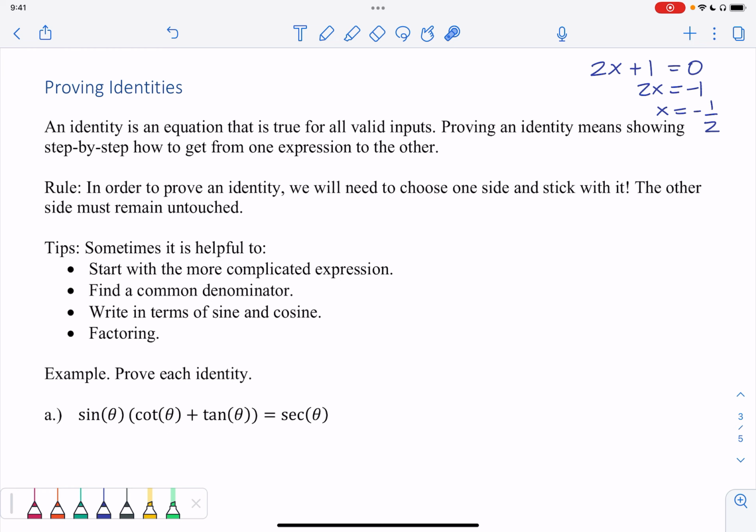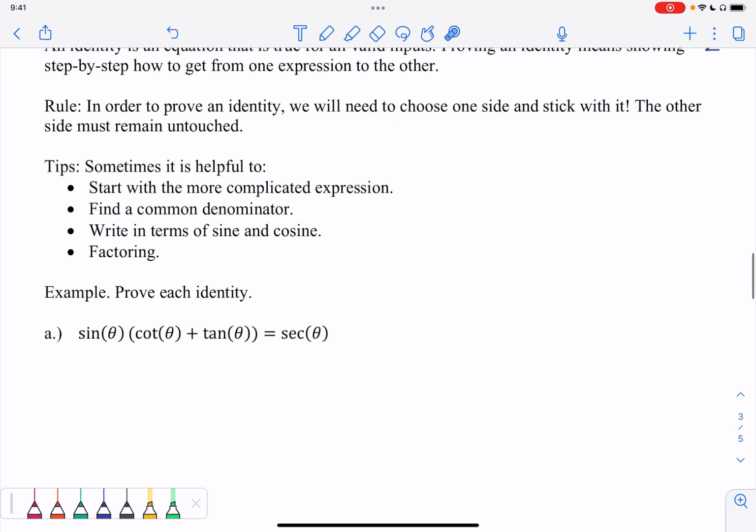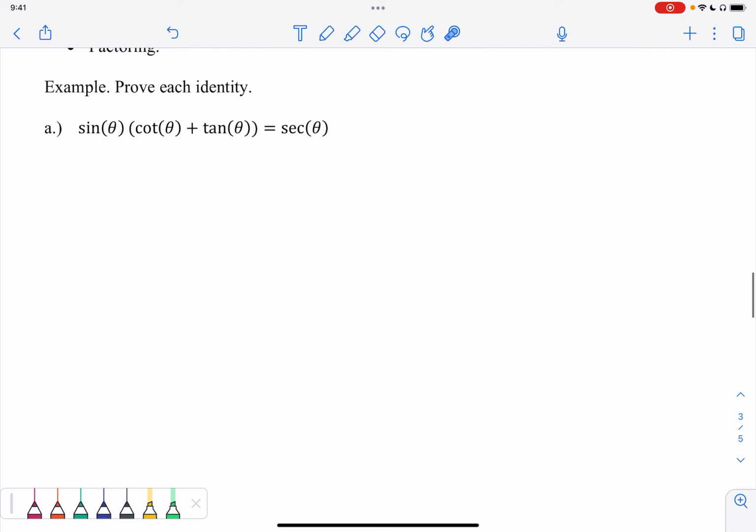Okay, so sometimes it can be helpful to start with the more complicated side. Find a common denominator. Okay, we've done that. Write in terms of sine and cosine, and factoring. And there's a couple other tools that'll help, they'll kind of show themselves along the way as we get into this. And so these examples are just asking us to prove each identity.